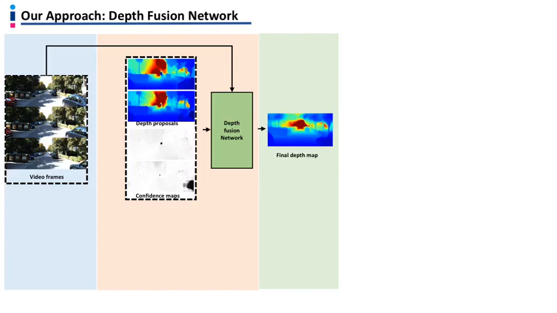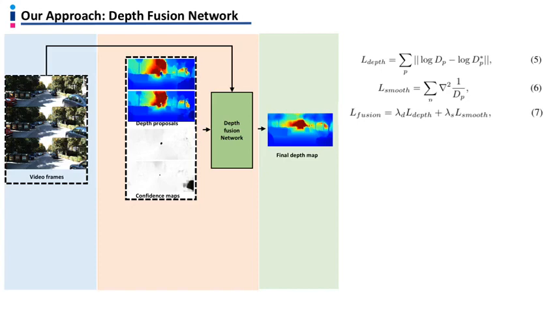There are two losses for updating network weights. The first is depth loss. D star is the ground truth depth map. D is our estimated one. This loss helps to train our fusion network, which is provided the ground truth depth map in a supervised fashion. The second one is smooth loss. It helps to impose smoothness regularization on the output depth map. The final loss is the combination of these two losses. Lambda d here is 1, lambda s is 0.5.